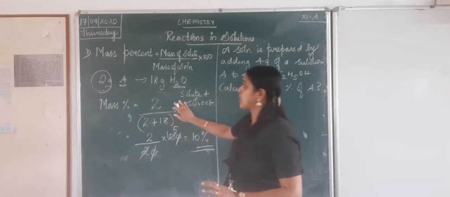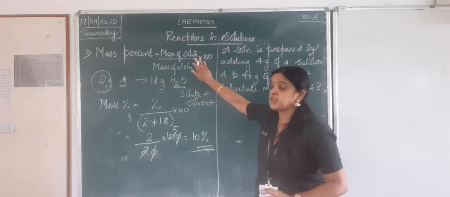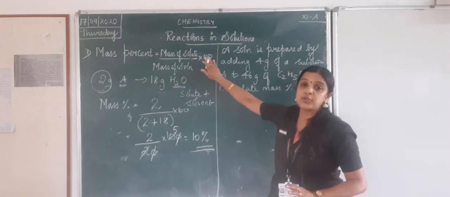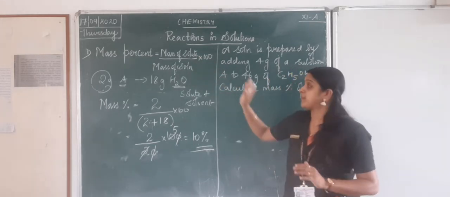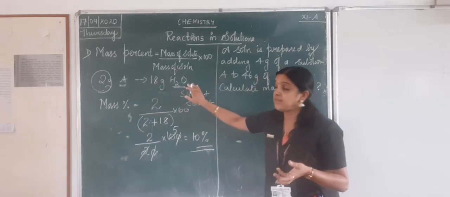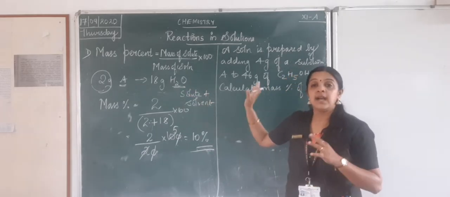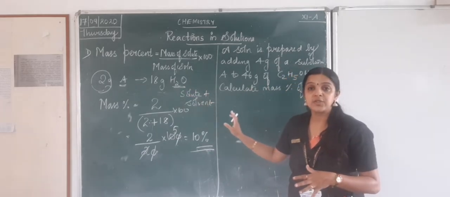So now you came to know that mass percent is the mass of the solute divided by the mass of the solution, times 100, where my solute is present in a smaller amount. This is my solvent in which I dissolve my solute. Together it makes a solution. You are able to get it, children?